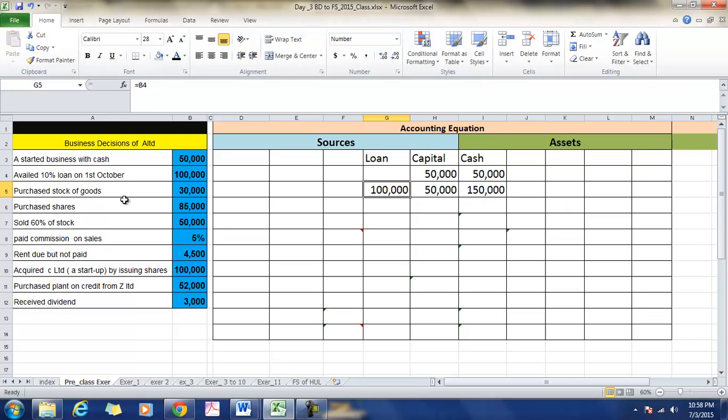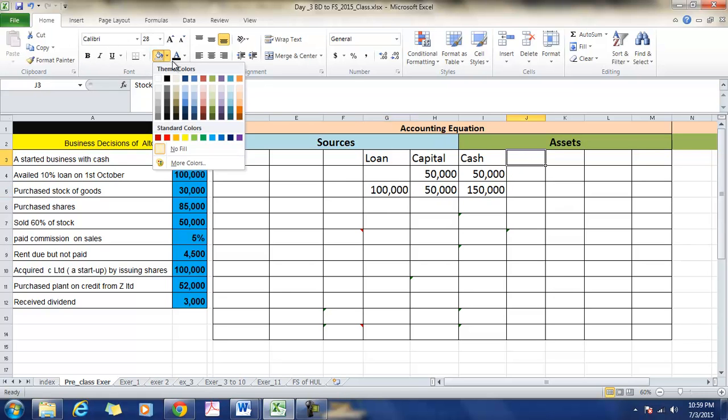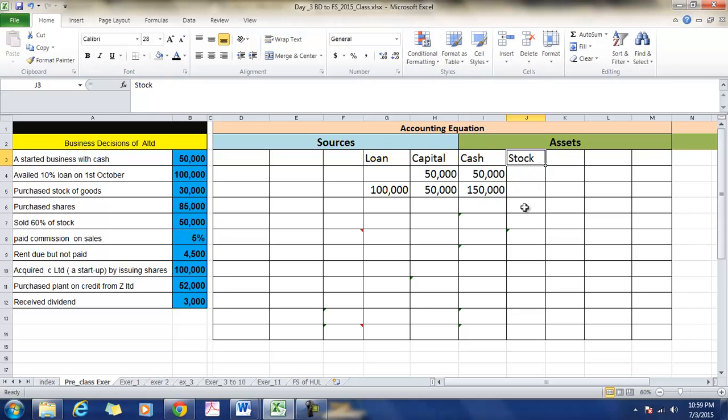Purchase stock of goods for cash. Unless specifically mentioned, we will take the transaction as a cash transaction. So the value of the goods purchased is 30,000. So acquisition of stock resulted in the outflow or reduction of cash. No change in the capital, no change in the loan.